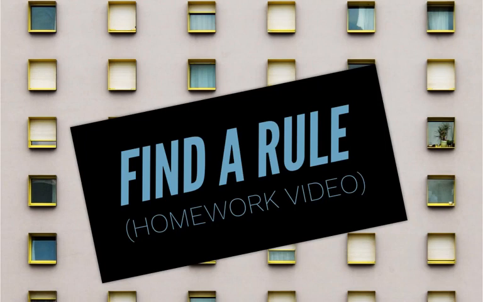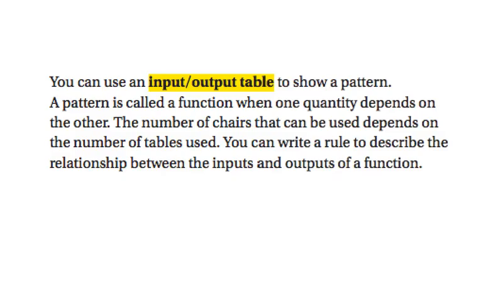Okay, this is a lesson about patterns. So we can use an input or output table to show a pattern. And a pattern is called a function when one quantity depends on the other. So there may be an example where the number of chairs that can be used depends on the number of tables used. Okay? If we say something like, well, for every table there are 4 chairs, we would use that. And then you would write a rule to describe the relationship between the inputs and the outputs of a function.